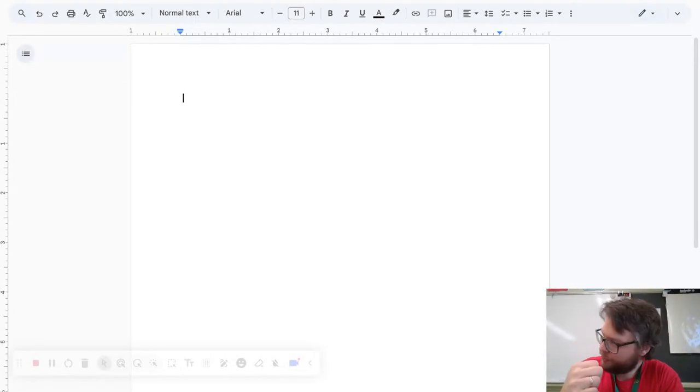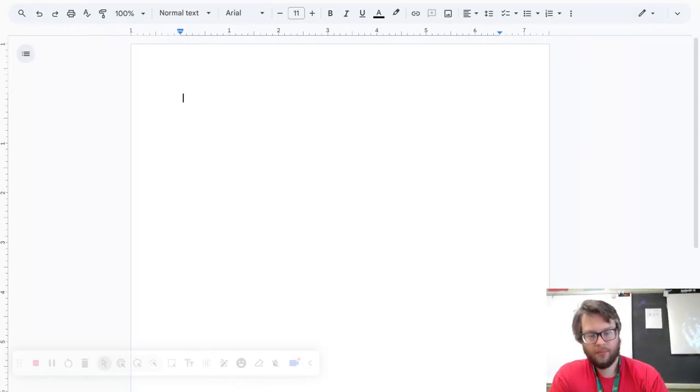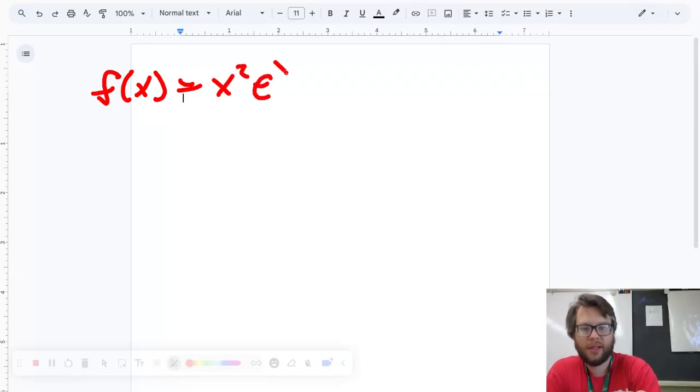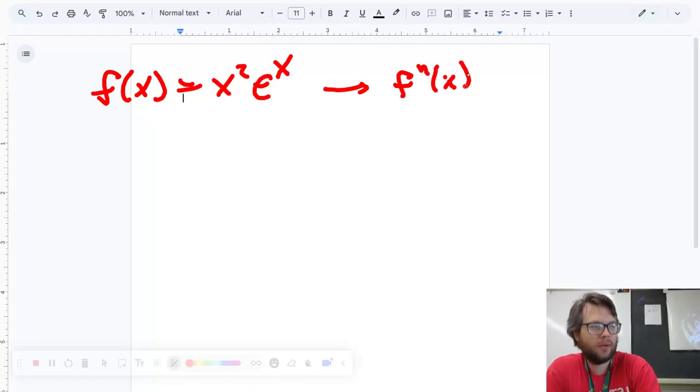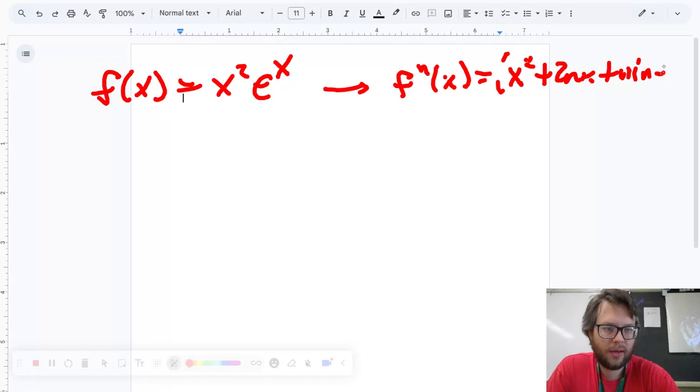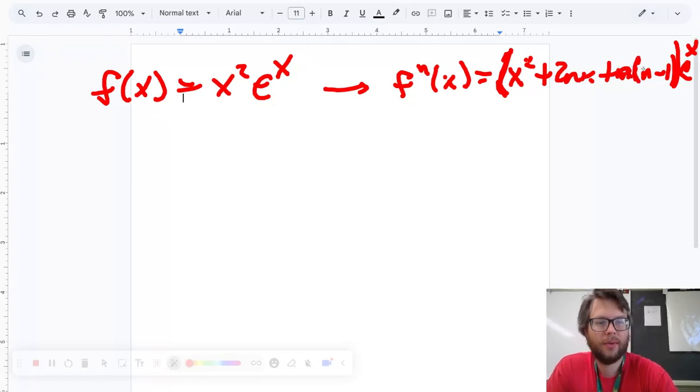So I've done a couple proof by induction videos, but there's one other type that I haven't hit yet, which is proving a derivative formula using induction. So for example, if I'm looking at this function, where it's x squared times e to the x, I would like to prove that the nth derivative has this formula, x squared plus 2nx plus n minus 1, e to the x. Alright, so x squared, 2nx, n minus 1, e to the x.